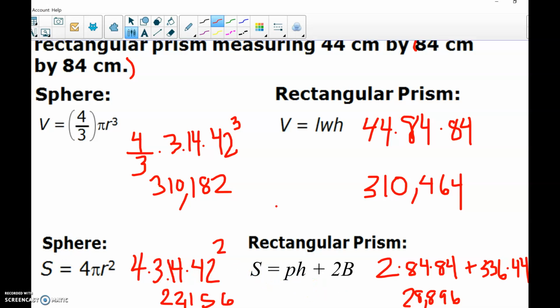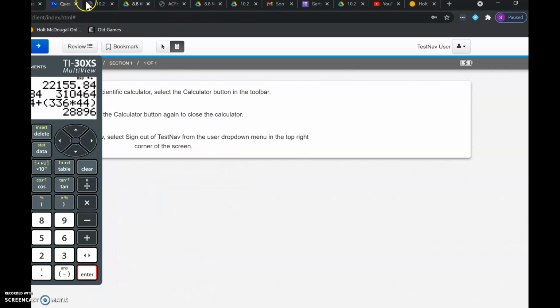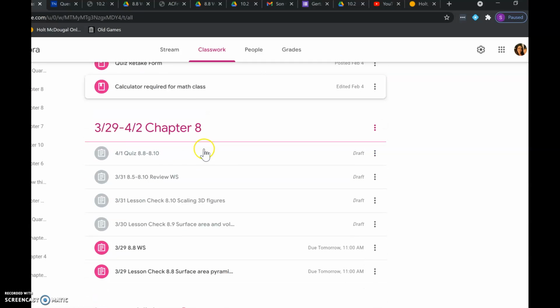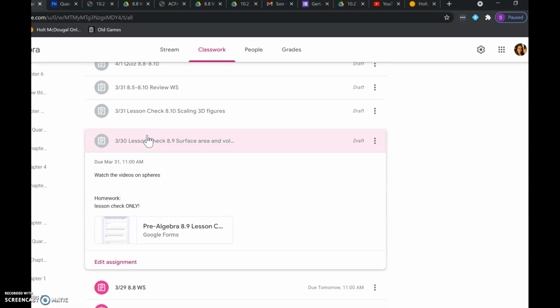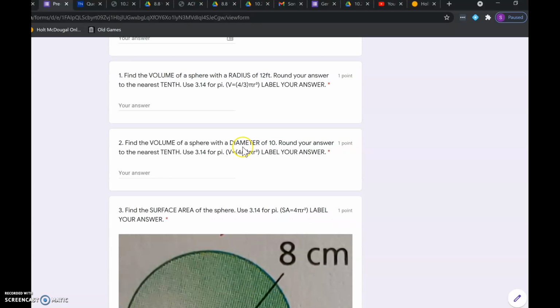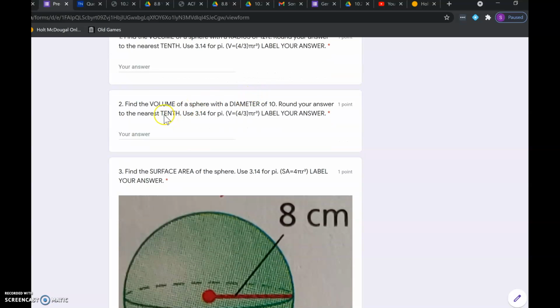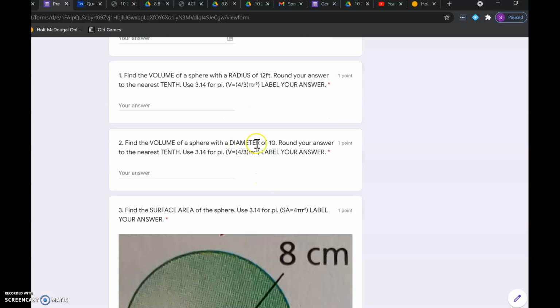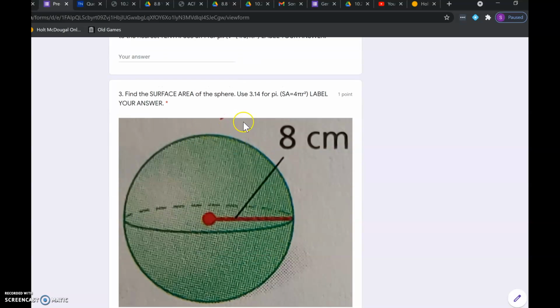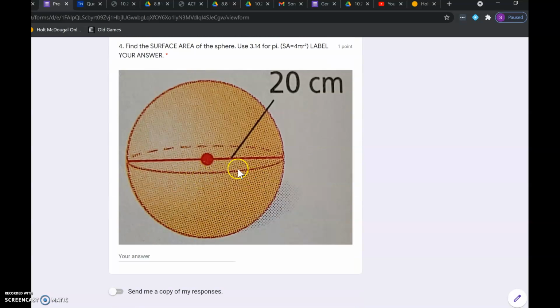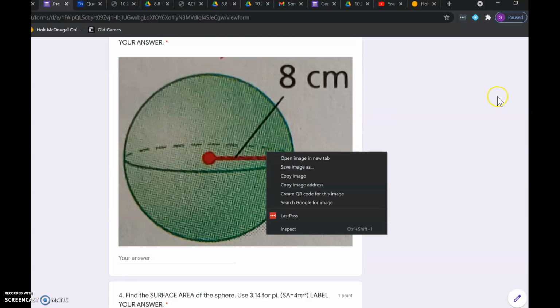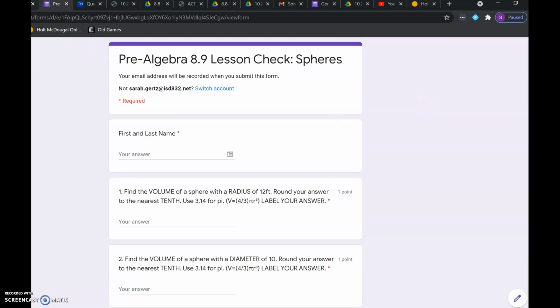So that's it. These are some challenges, but we don't have time for that. So your homework is just the lesson check. So you're doing the volume of a sphere. Volume of a sphere, be careful. This one gives you the diameter, so make sure that you cut that in half. Then we've got surface area of a sphere here and here. That's the diameter, so make sure you cut it in half. Got to use the radius. All right, so 4 questions. Show your work.